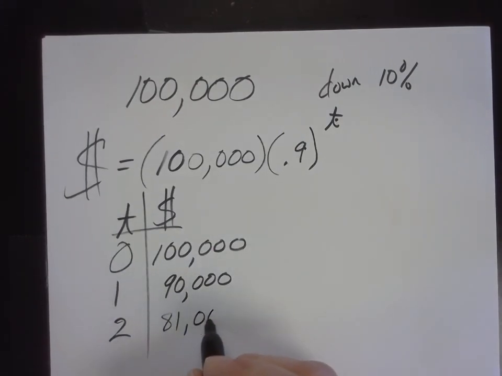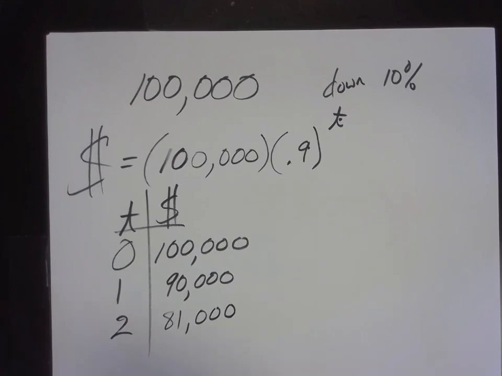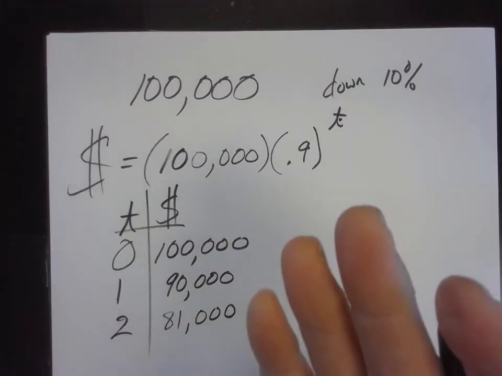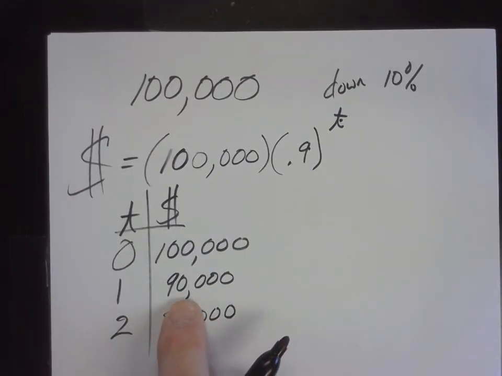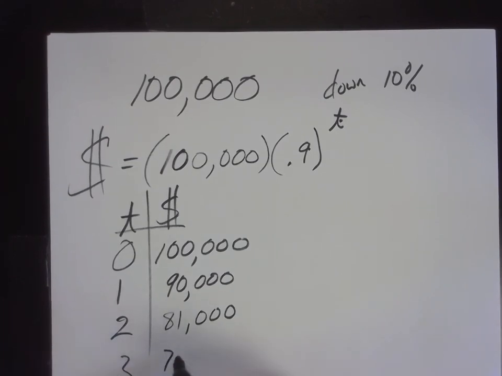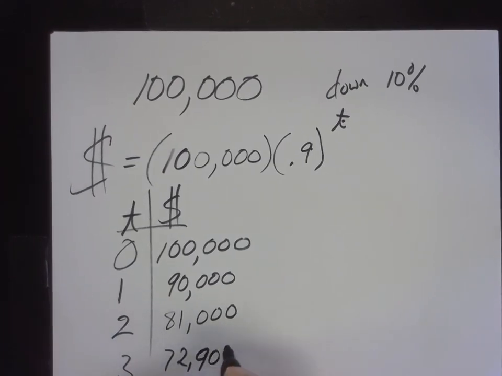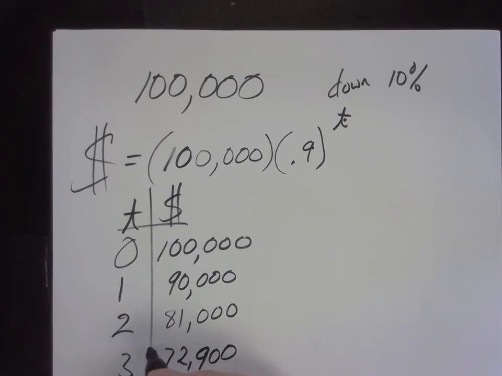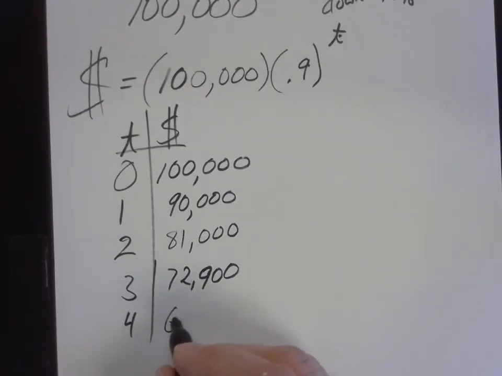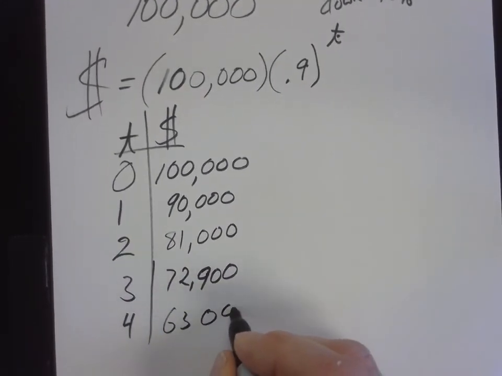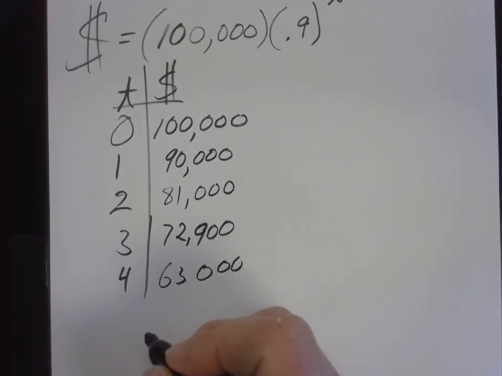So I thought to myself, well, it's going to go down 10,000 or 10%. I know 10% of 90,000 is 9,000, so I know it's going to go down 9,000. So this next time it's going to go down 8,100. So after 3 years, give me a number. 72,900. After 4 years, 63,000 ish. Yeah.